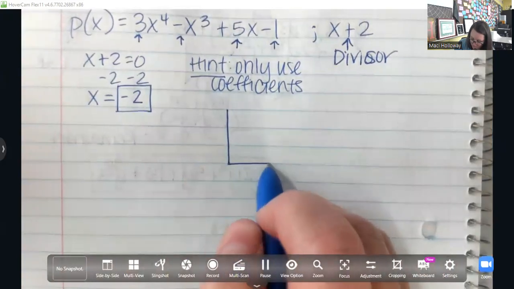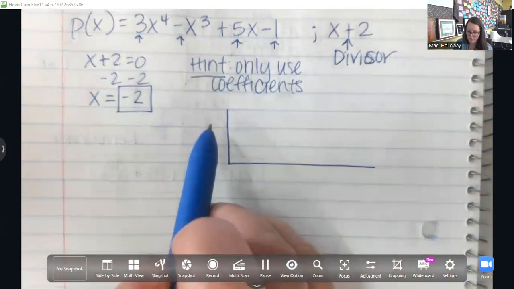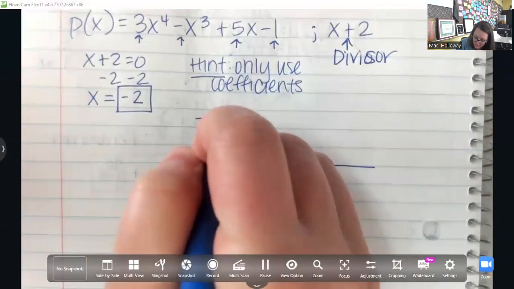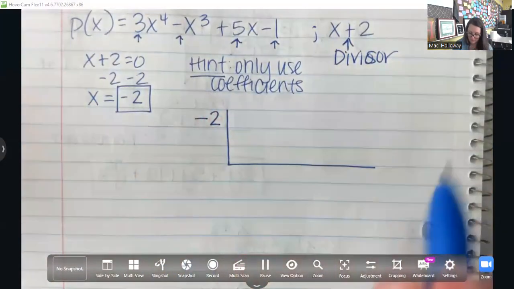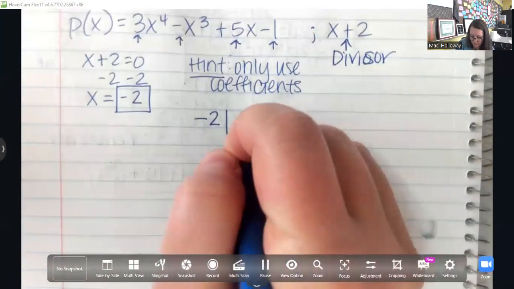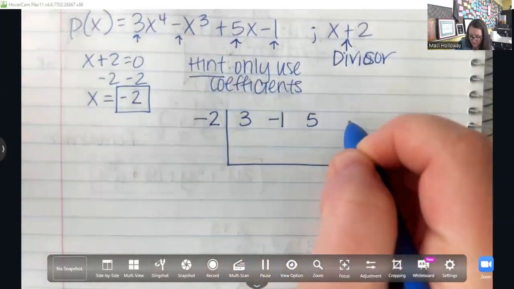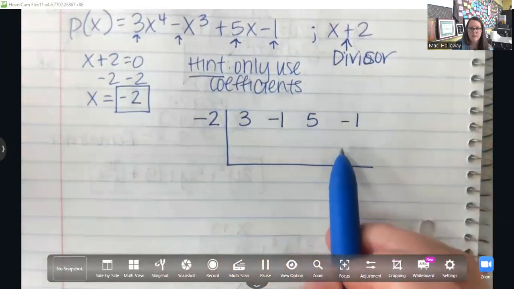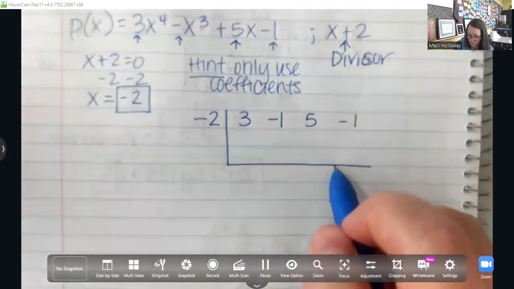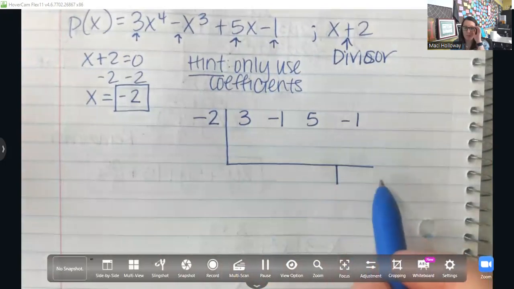So I'm going to use 3 lines here. I'm going to put this -2 outside right here. And then I'm going to use my coefficients. So we have 3, -1, 5, and -1. And under this last term, I'm going to draw a little line because this little box is going to tell me what my remainder is.